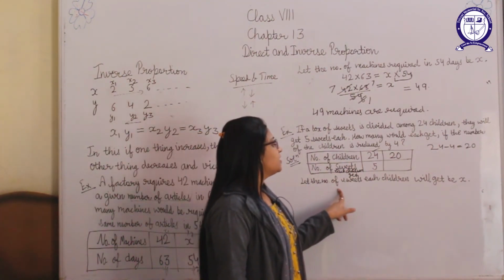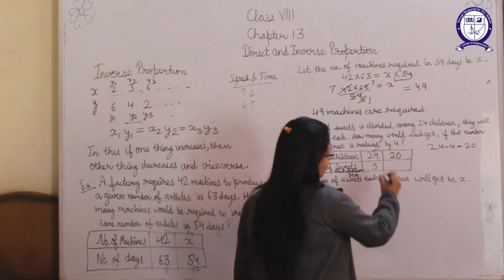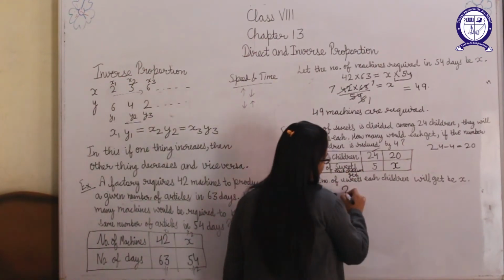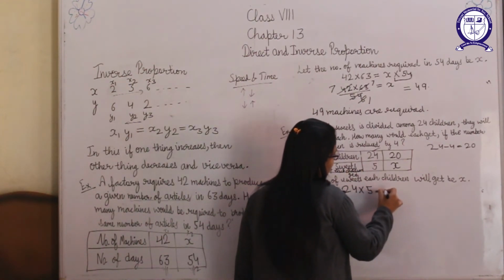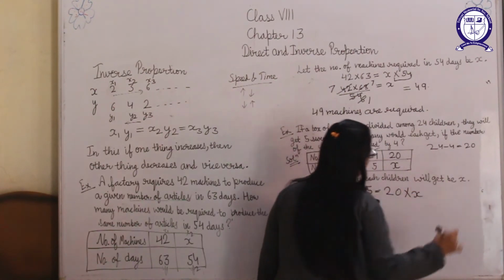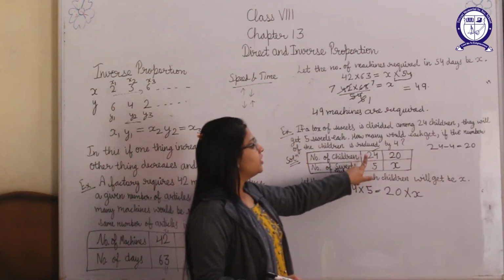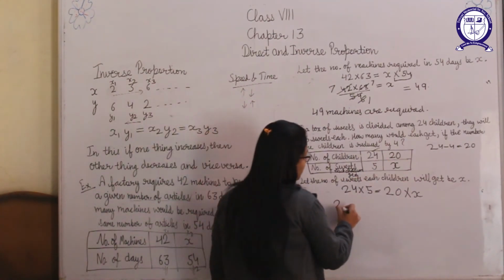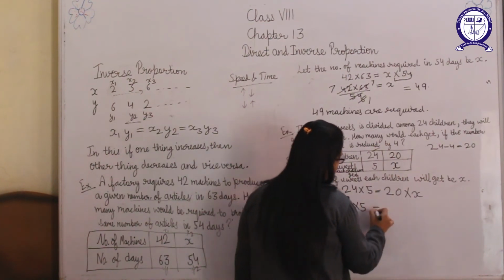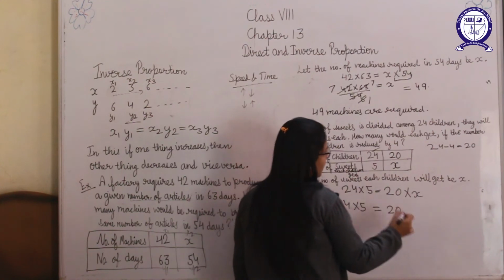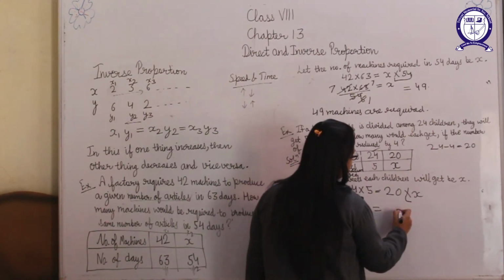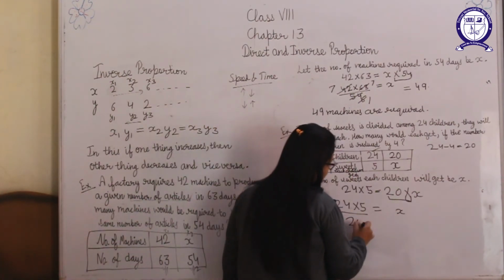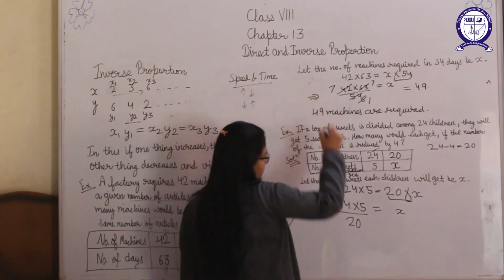Now what we will do, let the number of sweets each child will get be x. So here we are letting it x. Now 24 multiply 5 will be equal to 20 multiply x. As this is inverse proportion, 24 multiply 5 will be equal to 20 multiply x. Now this 20 is in multiplication, so on that side it will be dividing, so we will take it to the division. So that's how we will solve this.